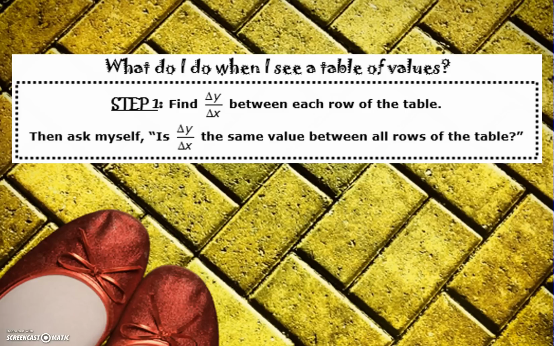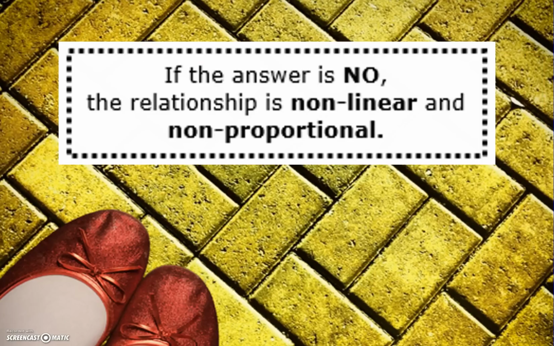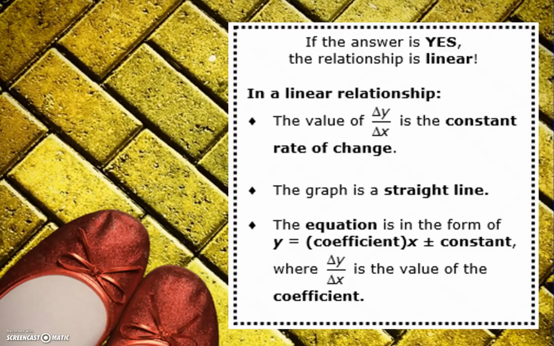The very first thing at the top of your flow chart, it says, what do I do when I see a table of values? Step 1 says to find the change in y divided by the change in x between each row of the table. And each is a very important word because you can't just do the first row or the last row. You have to do each row. Then ask myself, is the change in y over the change in x the same value between the table? If the answer is no, the relationship is nonlinear and non-proportional. And then you're done. But if the answer is yes, the relationship is linear.